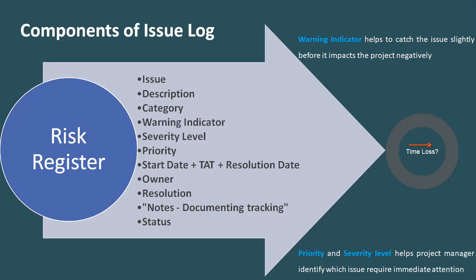So the issue happened on 1st of January. The TAT for this kind of issue is only 3 days. So 1 plus 3, 4. By 4th of January, this issue should be resolved. Who is the owner of this? You can either have the name of the owner or you can have a department like IT department. And then if the issue is resolved, write down how we resolved it, right? If you want to do documentation: why it happened, who resolved it, how we got it resolved, and status: open, closed, ongoing.